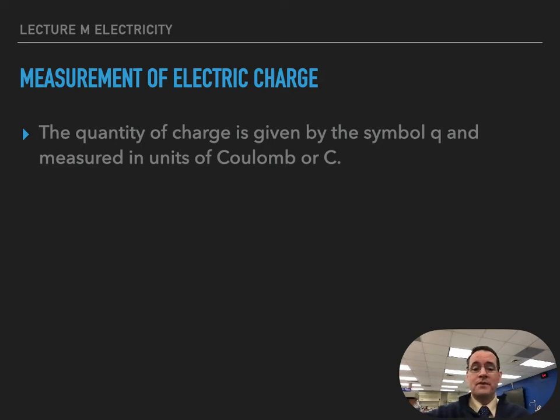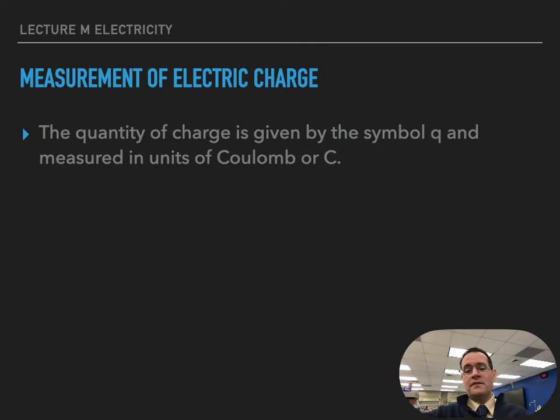Now, an electron has a very, very tiny charge, and a comb that's charged by static electricity has a very, very small charge as well. But a lightning bolt will have a larger charge. So we know that the quantity of charge can vary, and we can measure this amount of charge in the metric system, or the unit called coulombs, okay?